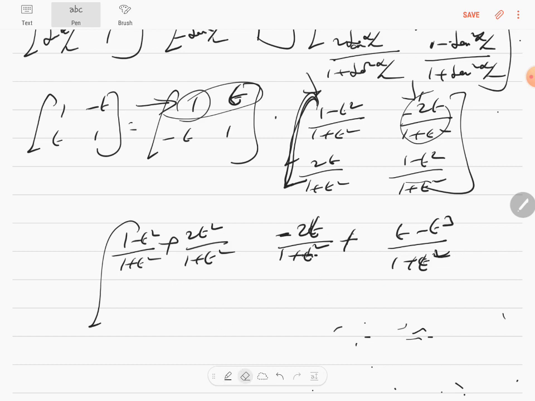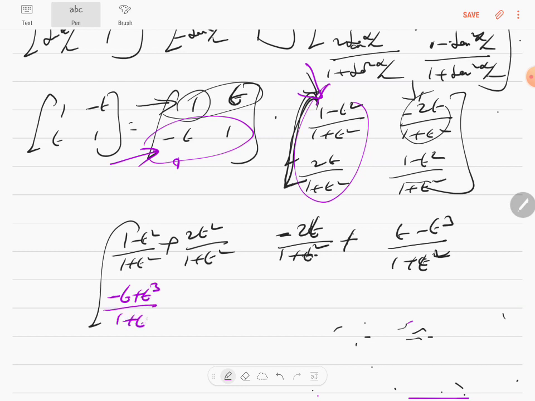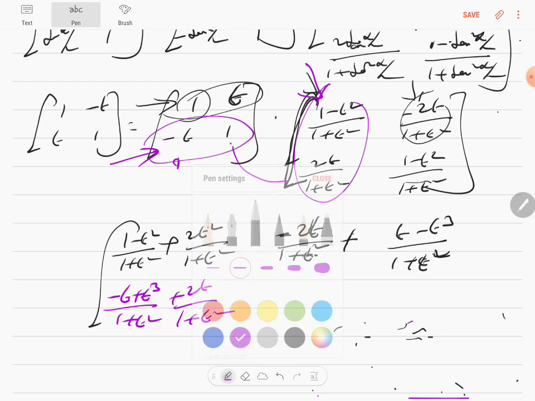Next is second row, first column. A second row and a first column has got to be multiplied. Last time I made a mistake, let's not make a mistake. So when I take it in, multiply this with the first term, it's minus t plus t cube by 1 plus t square, and this has to be paired, plus 2t by 1 plus t square. Second row, first column.